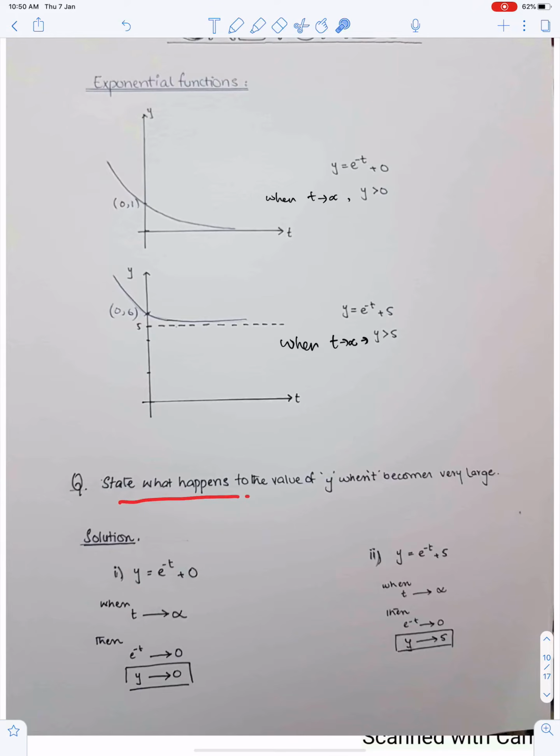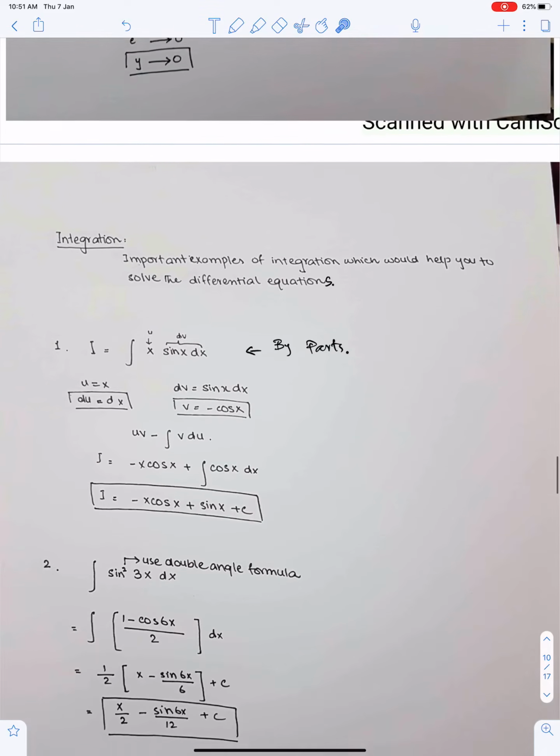State what happens to the value of y when t becomes very large. So in this equation, when t tends to infinity, then the exponential will tend to 0. Therefore, y will tend to this number. You can directly write y will tend to 5. When t tends to infinity, e power minus t will tend to 0. Therefore, y will tend to this number.